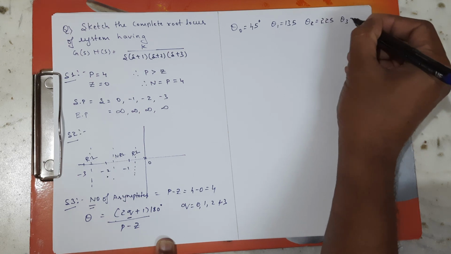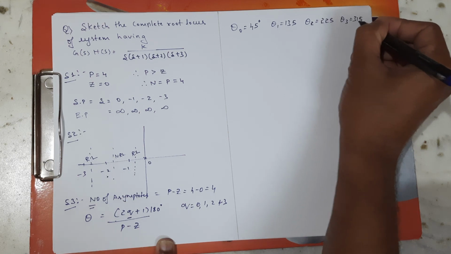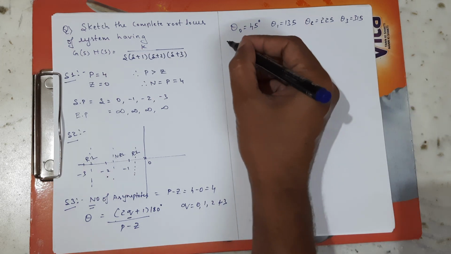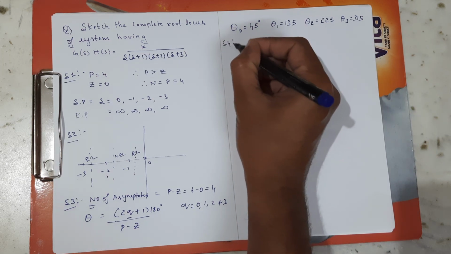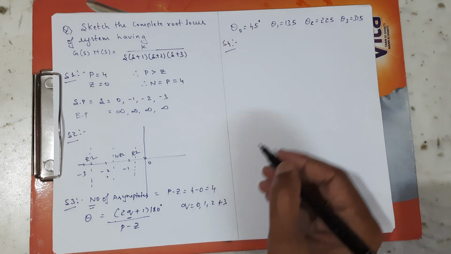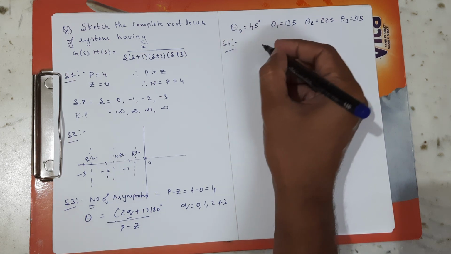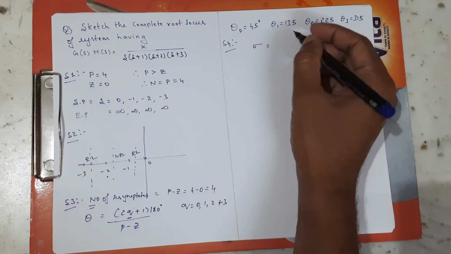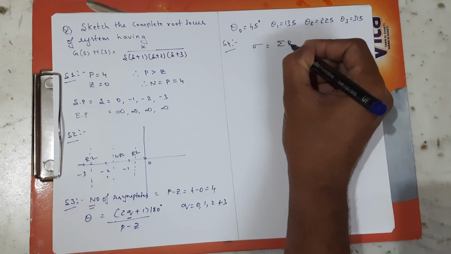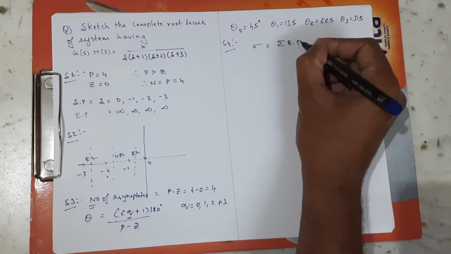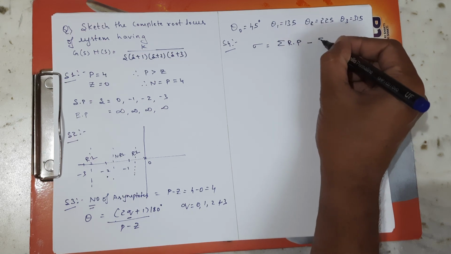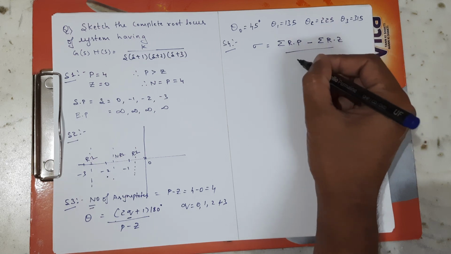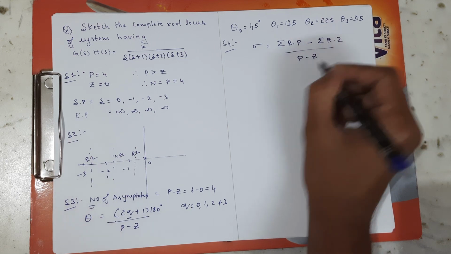Theta 3 is equal to 315. Okay, so next one, this is the angle of asymptotes. Step number 4, to find out the centroid. So what is the formula? The centroid is equal to the summation of the real part of poles minus the summation of the real part of zeros, divided by p minus z.